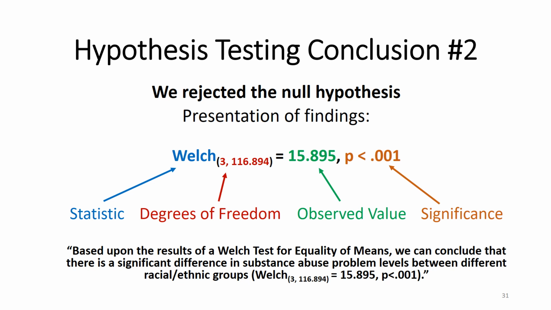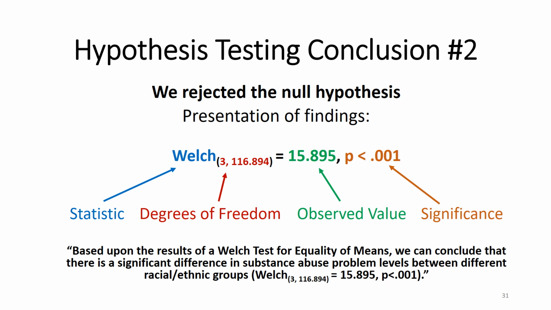And then I can have a write-up similar to what I see at the bottom of the page based upon the results of a Welch test for equality of means. And that's what I did. Rather than calling it an Anova F test, I put in the name of my backup test, that robust test. So results of a Welch test for equality of means, we can conclude that there is a significant difference in substance abuse problem levels between the different racial or ethnic groups.